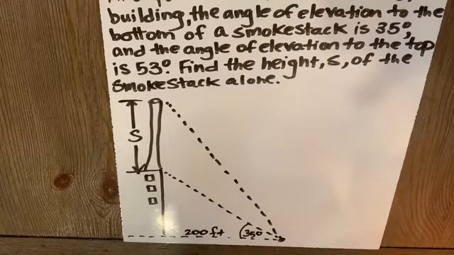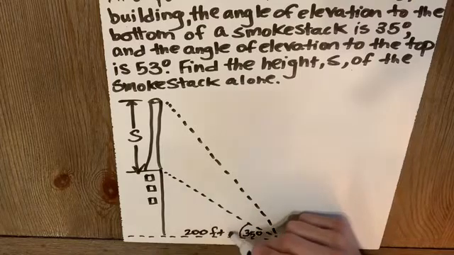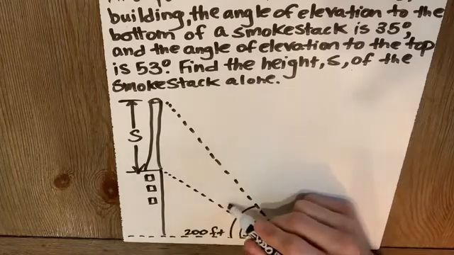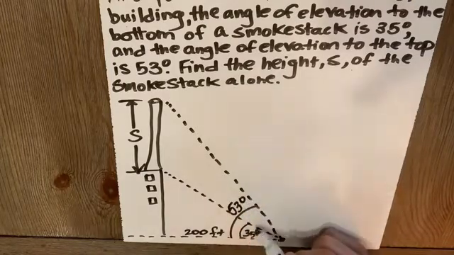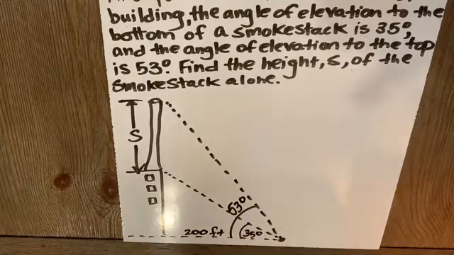The angle of elevation to the top of the smokestack is 53 degrees. So this angle here, this big angle, is 53 degrees. I'm not talking about that little wedge of cheese there, but the whole thing is 53 degrees. Find the height S of the smokestack alone.